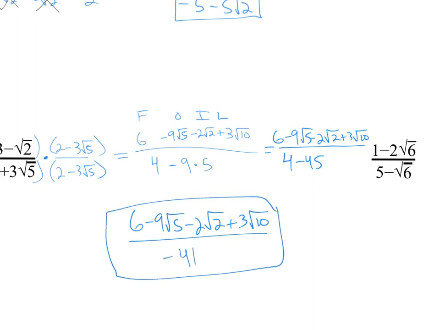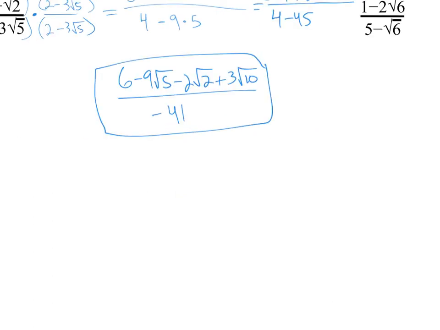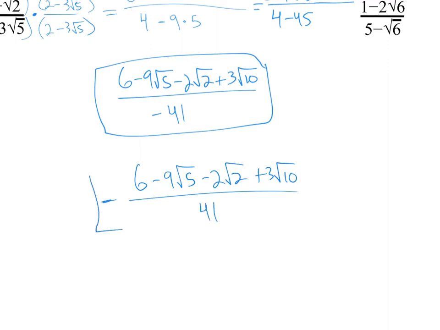So now we've got the radical out of the denominator. So we have 6 minus 9 times square root of 5 minus 2 times square root of 2 plus 3 times square root of 10 all over negative 41. Or if you prefer to write the negative sign out front instead of having it in your denominator, you can also write that. So that 41 is on the bottom, you throw the negative sign out front there. Those two things are the same. One, you're just putting your negative sign out front of the fraction. The other, you're just leaving it in your denominator.